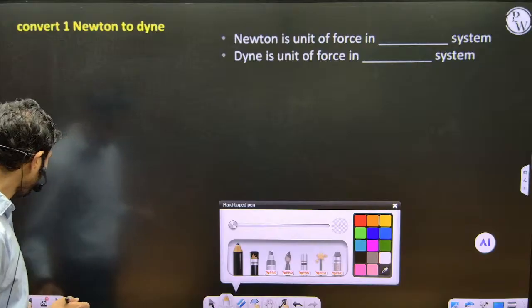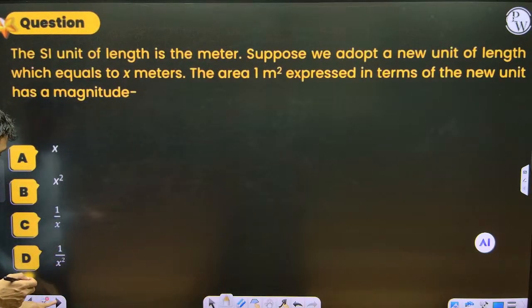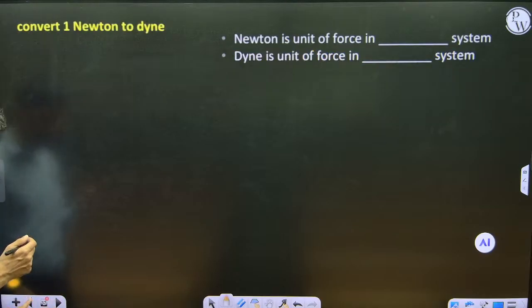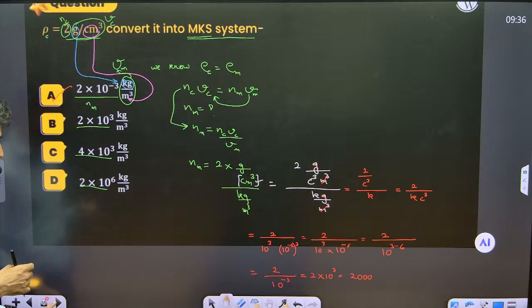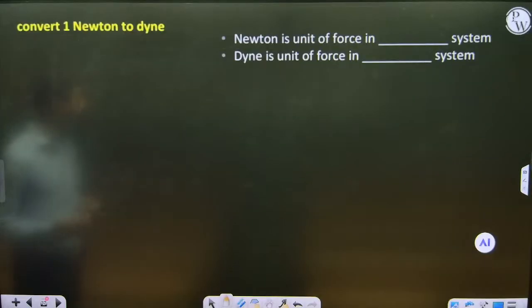So this question you can try as homework, right? And you can let me know if you have any problem, then we'll discuss this. It's similar to what we have done here, right? Just try to do this also. Okay. So convert 1 Newton to dyne. How can you convert 1 Newton to dyne?